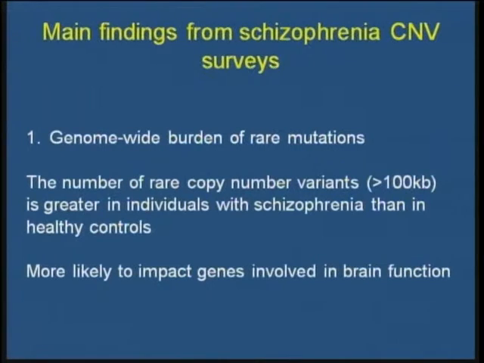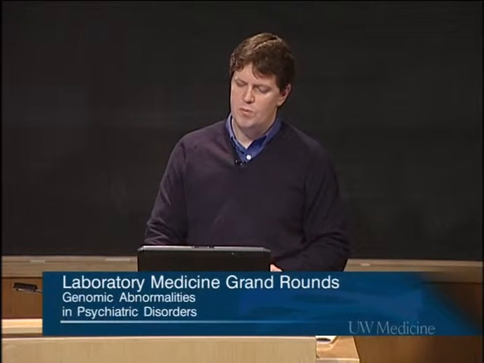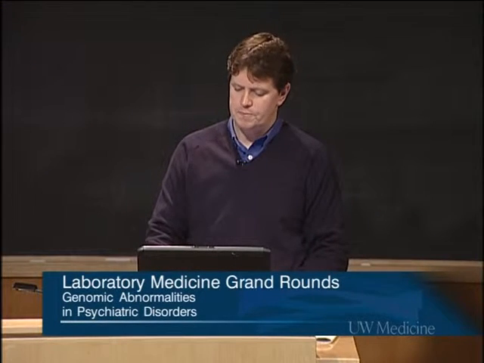So the main findings from the schizophrenia CNV surveys are, firstly, there's a genome-wide burden of rare mutations. If you filter out all the common CNVs that are greater than 1% frequency and look specifically at rare CNVs, in this case those greater than 100 kilobases, there seem to be a lot more in individuals with schizophrenia compared to controls. That's been seen in a few other studies too. And what we saw was that those CNVs were more likely to impact genes involved in brain function.